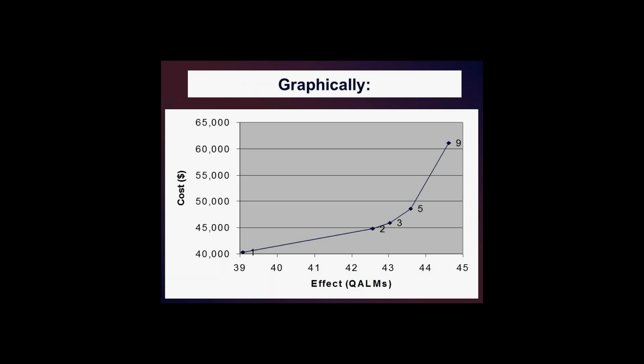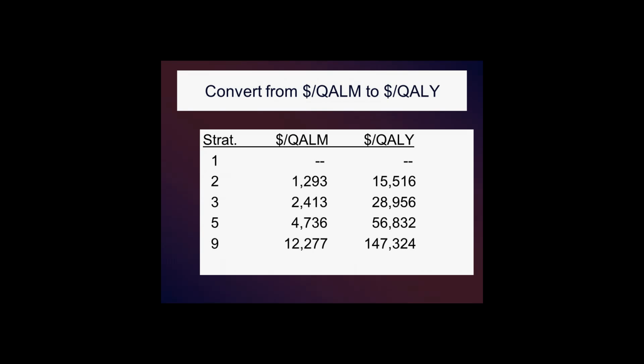But anyway, graphically, so now we've got this. And we can say that was per quality adjusted life months, because we're trying to measure something that's hard to measure. We translate that to dollars per quality, which is a more common metric. And this says, okay, that's what it costs to buy qualities with each of these strategies.